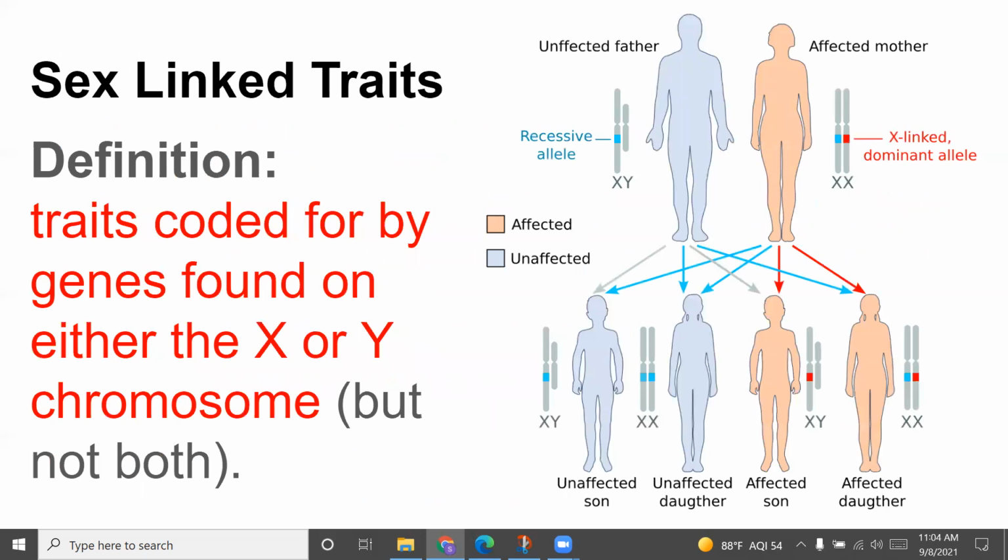Let's talk about sex linked traits. So you're going to go a little backwards in your notes, right past blood type. You have a sex linked traits page. There are 2 links there that might be good to watch. You can access them in the, actually I might have them in the presentation. I probably do. Definition, here's your definition. You should be writing. Traits coded for by the genes found on the X or Y chromosome, but not both. A trait will either be X chromosome related or Y chromosome related. It will not be both.